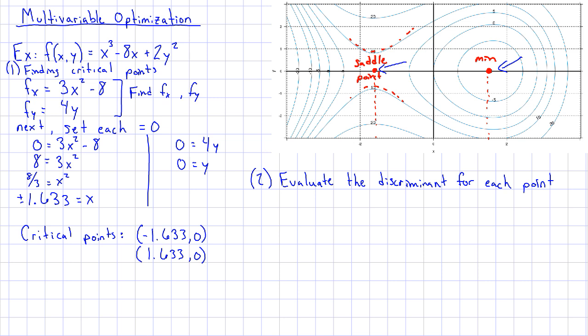So the discriminant of any point, let me just do it in generic terms, x y, is going to be equal to the second order derivative in terms of x times the second order derivative in terms of y minus the second order for x y squared.